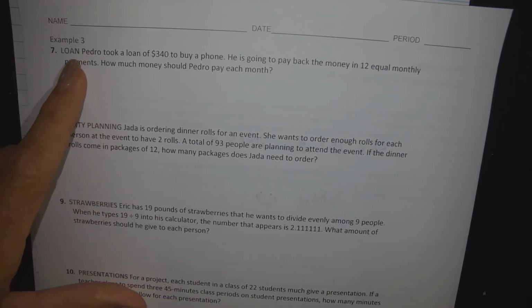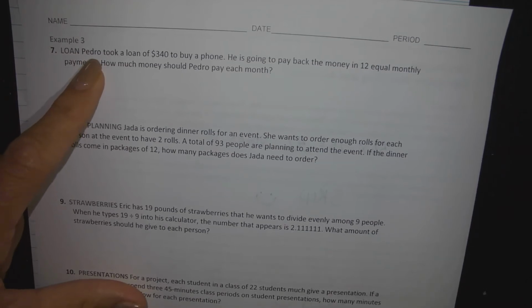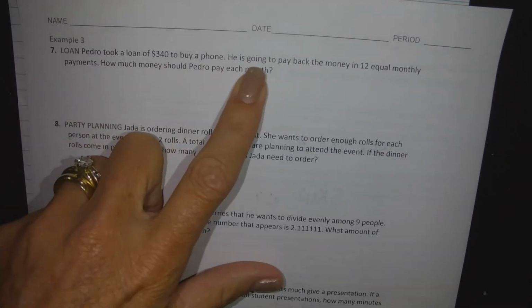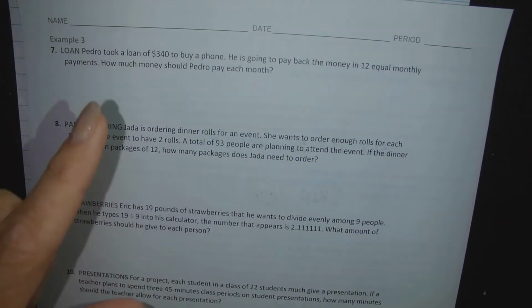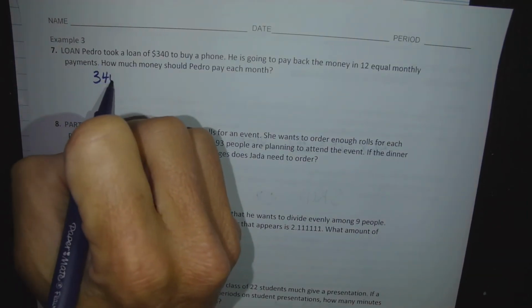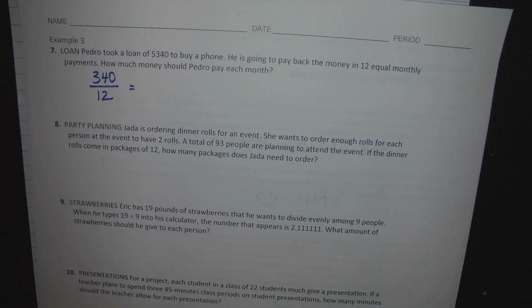What does that say? Loan. You're loaning money, or Pedro is actually going to get the loan. He took a loan for $340 to buy a phone. He's going to pay back the money in how many equal payments? 12. How much money should he pay each month? It's just a fraction. Right, what is the fraction? 340 over 12. 340, nope, nope.